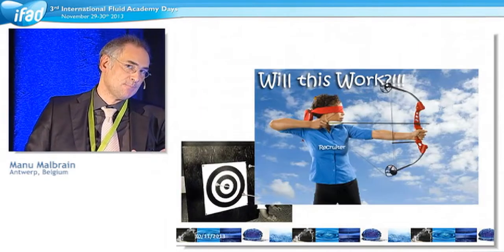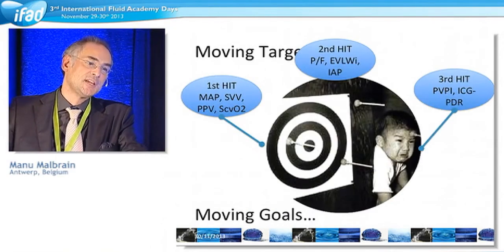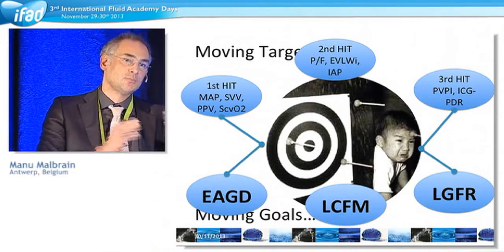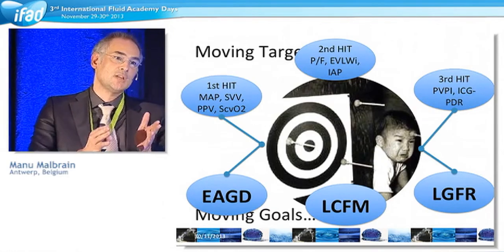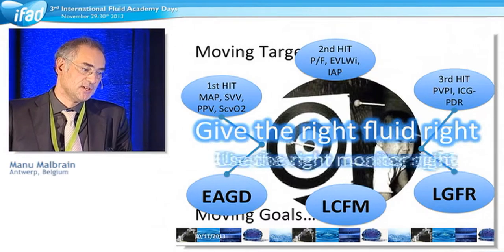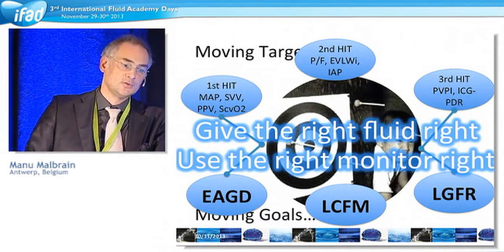So instead of going blindfold, we must be aware that the targets are moving between the first, second, third hit, but also the goals are moving. So a good study protocol should be early, aggressive, goal-directed within the first 8 hours. Then it should get to 0, and by day 1 or 2, we should go for deresuscitation. So it's about the right fluids, giving them right, and using the right monitor in the right way.